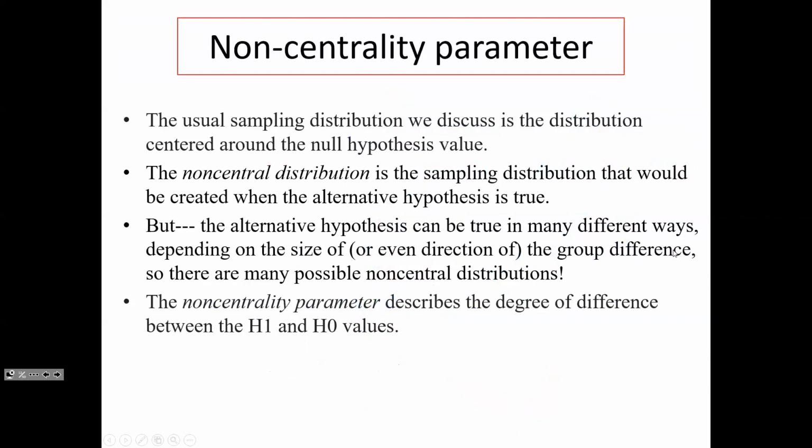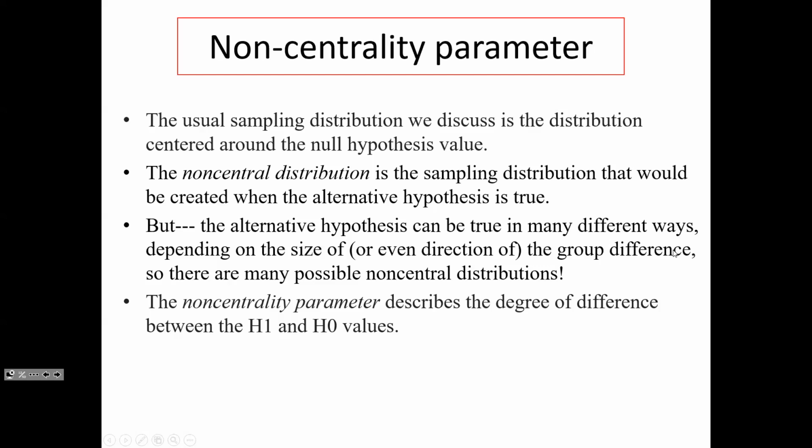Okay, so this term I used, I said something about a non-central distribution. The non-central t distribution is the distribution when the alternative hypothesis is correct. By the way, this is one of those words where I remember being a grad student hearing people talk about non-centrality parameters, and I had no clue what they were talking about.